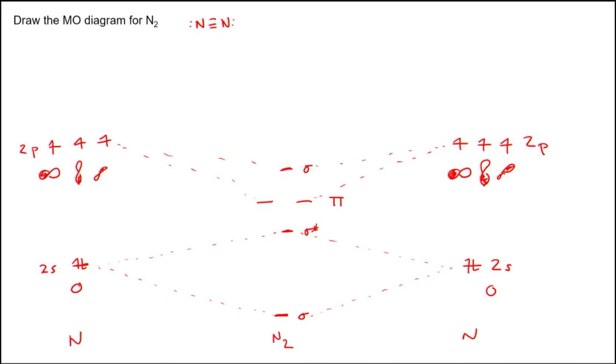Right? And then the next thing after that is that we're going to have the 2pi orbitals that are antibonding, right? The 2pi star orbitals are going to be next. And then all the way up top, we would end up with the sigma star.